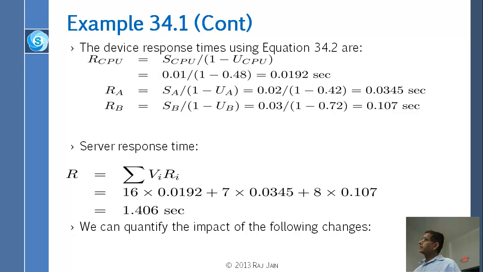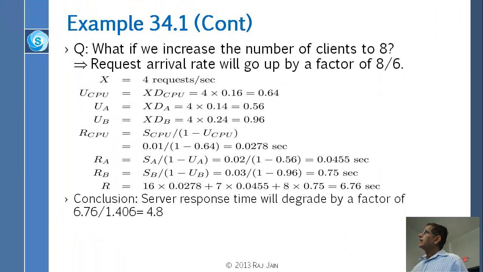And then we can calculate the response times for each of the devices, and we can calculate the system response time by adding all of those. So we have actually repeated something very similar to the operational laws, but these are not operational. These are all basically using exact formula. And then we can change the number of clients to 8.